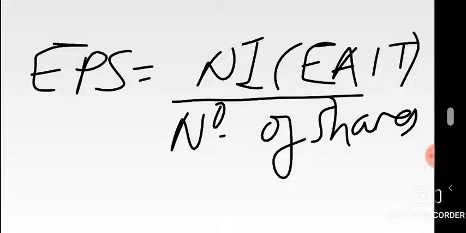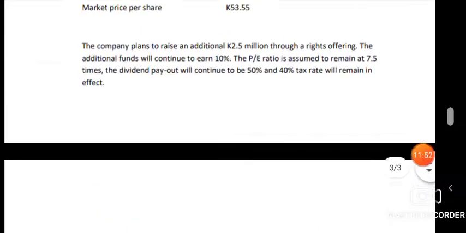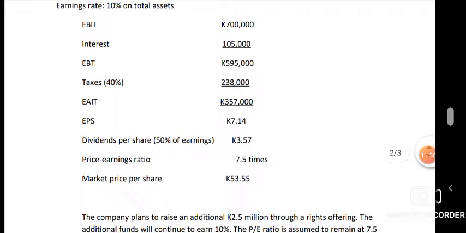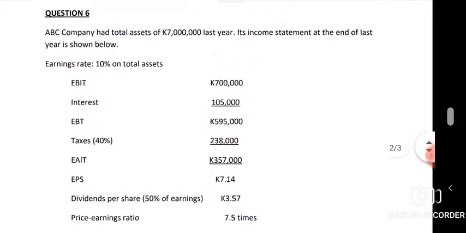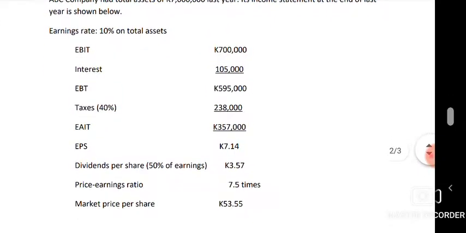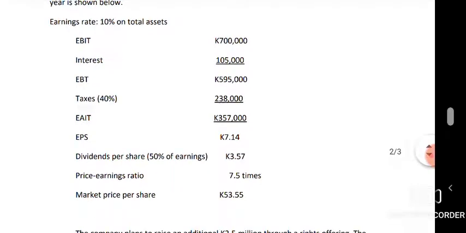So EPS, let's get the question and identify all these things. Look at the structure there. This is the income statement, or what we would call a capital structure. They've given the EPS, right? 7.14. Net income, or the earnings after interest and taxes, 357,000. Let's go and substitute.